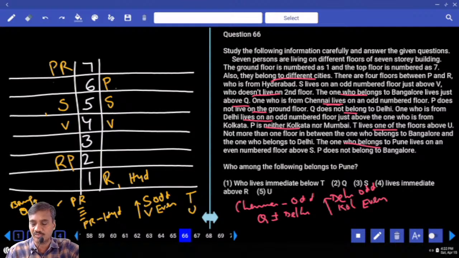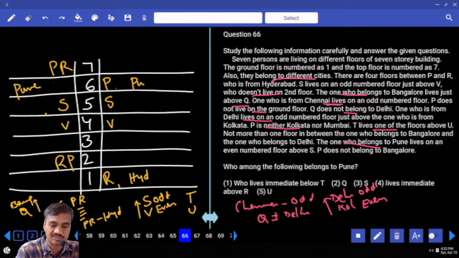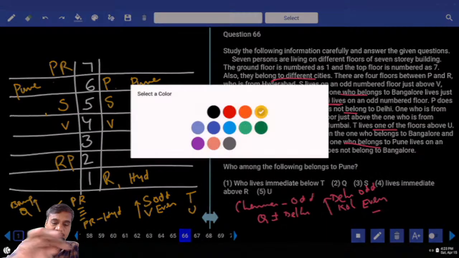The one who belongs to Pune lives on an even number floor above us. Pune lives on an even number floor, Pune is here. Now here also Pune must be at this place. Now Pune is here, then Kolkata must be on an even number floor, isn't it? And Delhi is immediately above this one. Then what are the different possibilities we have for this Kolkata? And P does not belong to Bangalore. Anyhow P belongs to Pune here, P does not belong to Bangalore.